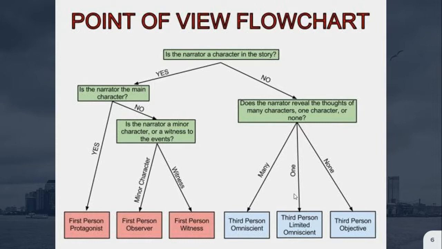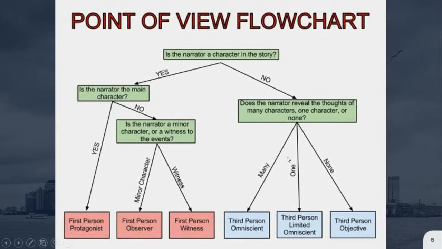And then lastly, if we can view the situation from many different characters' perspectives, so we can sort of hop and follow different characters around, and we can kind of peek inside their head and see what they are feeling or thinking, then it is likely that it is going to be third person omniscient. And we are following many different characters and their way of experiencing things.